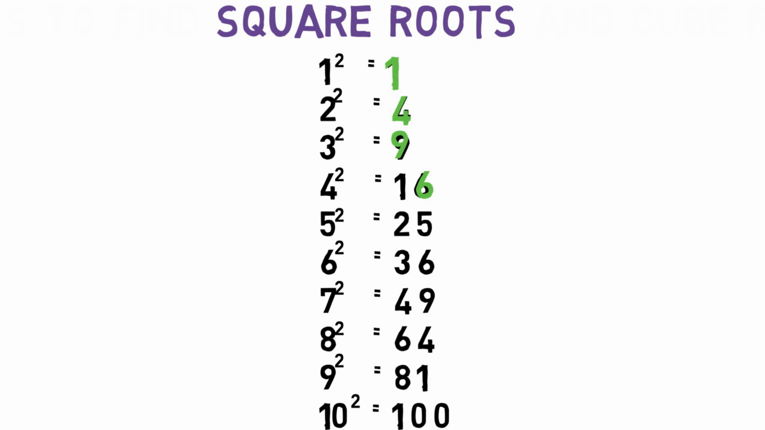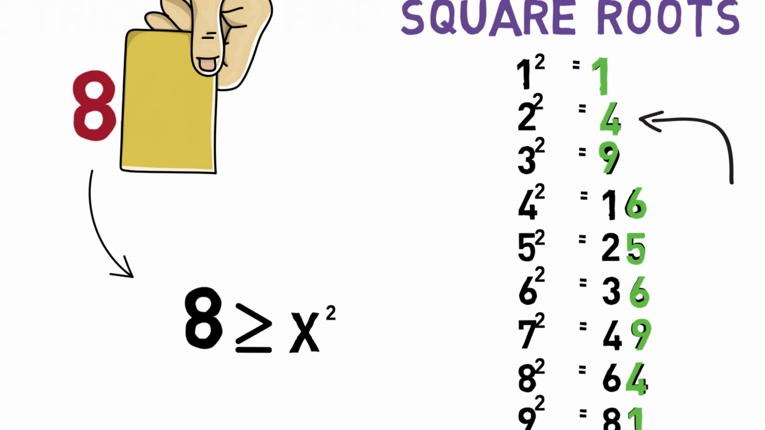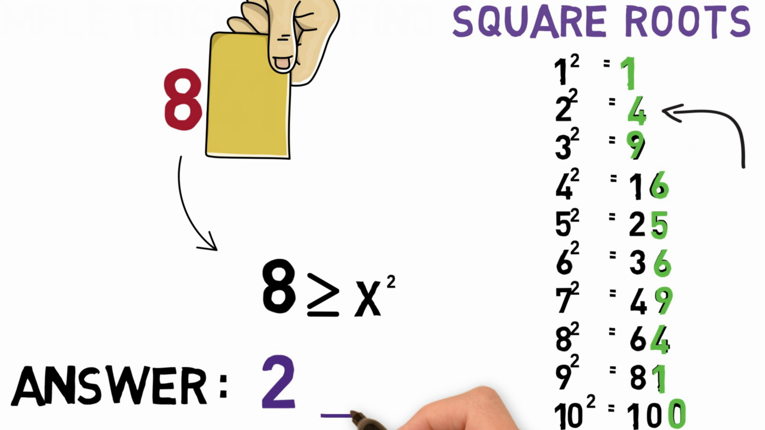In this number, we ignore the last two digits and look at what we have left. Here, we are left with 8. Now, we look at that table and look for a square that is either equal to or just smaller than this number. We can see that 9 is too high, so we go with 4, which is the square of 2. So, our answer definitely starts with a 2.